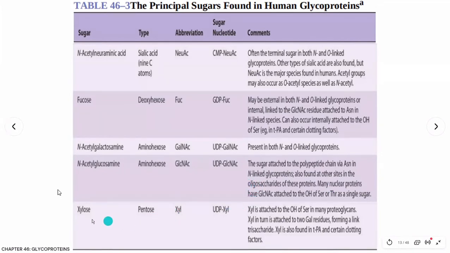Okay, then we have xylose, which is a 5-carbon atom sugar. It's a pentose. And the carrier is UDP. It is attached to the OH of serine, and in many proteoglycans, xylose, in turn, is attached to 2 galactose residues, forming a link trisaccharide.